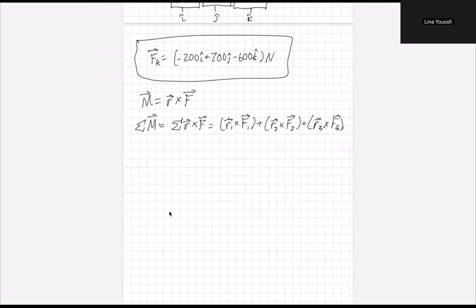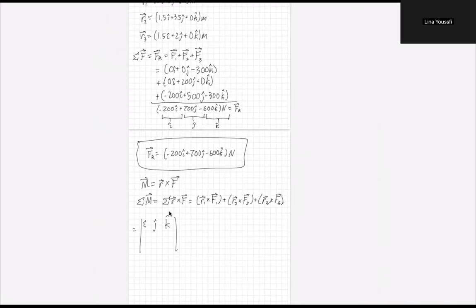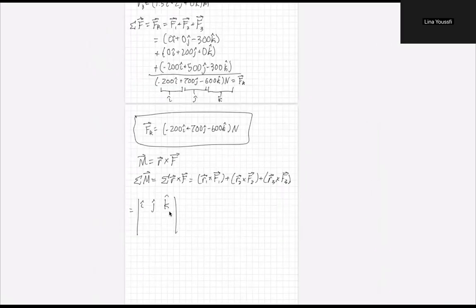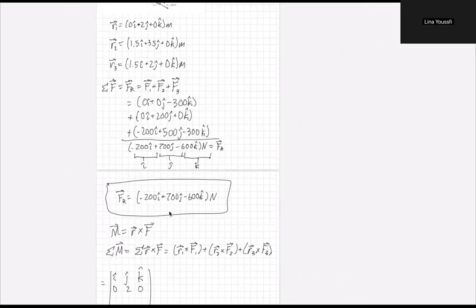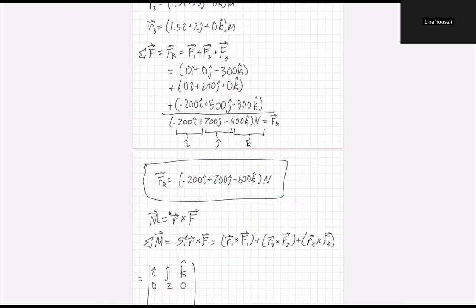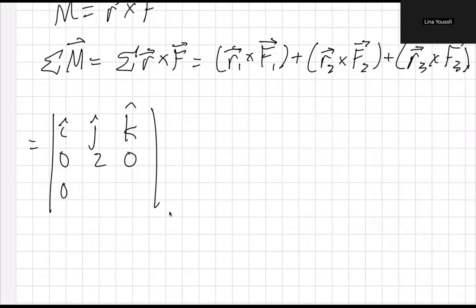All right. So now I'll write this all out. I hat, J hat, and K hat. And then I'll just express my R's here. So R1, I've got 0, 2, and 0. My F1, I have 0, 0, and negative 300. I'll add that with the resultant moment for force 1 and for force 2 and for force 3.